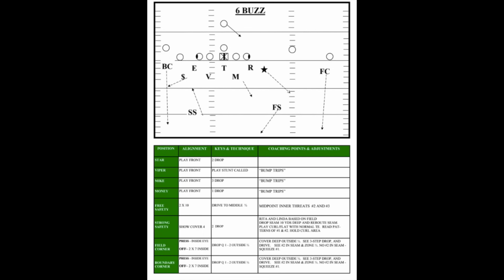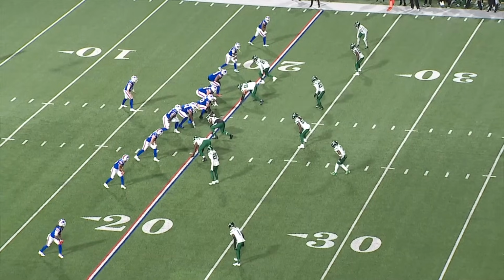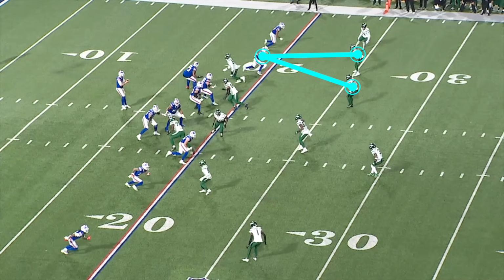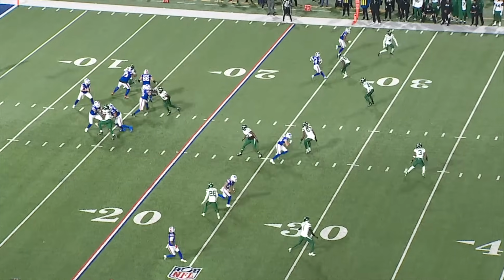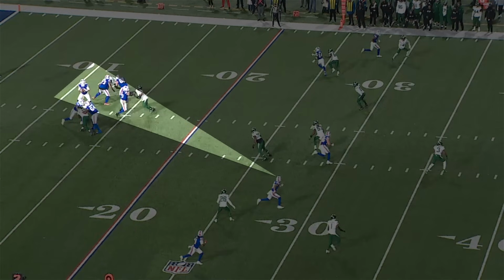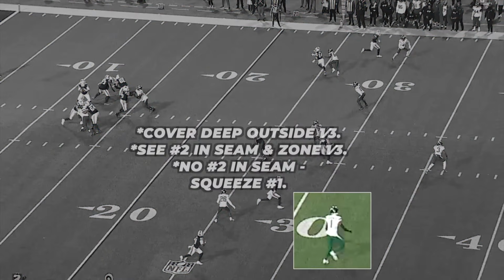Just getting into a little empty package and saw they were playing what we call like 66 buzz, where the boundary safety comes down and kind of takes away Diggs. Diggs did his job, took 2. Dalton came across the field. He's the second read. Safety took him. Khalil did a good job bending in a little bit and getting away from that corner. So he made a heck of a play.